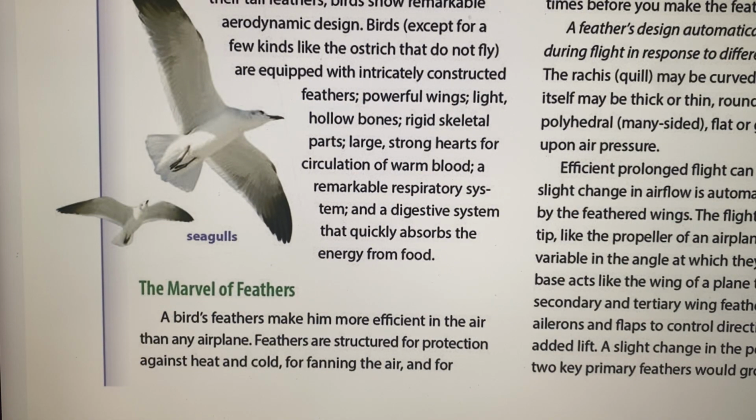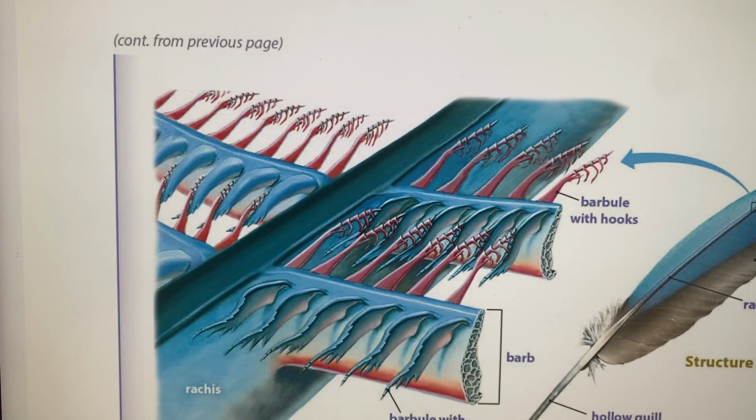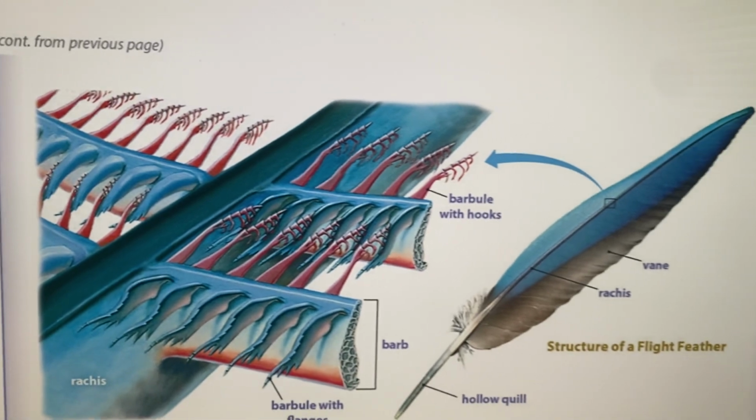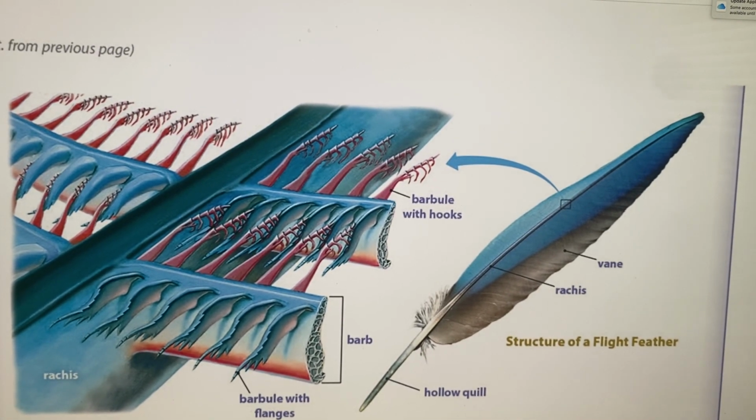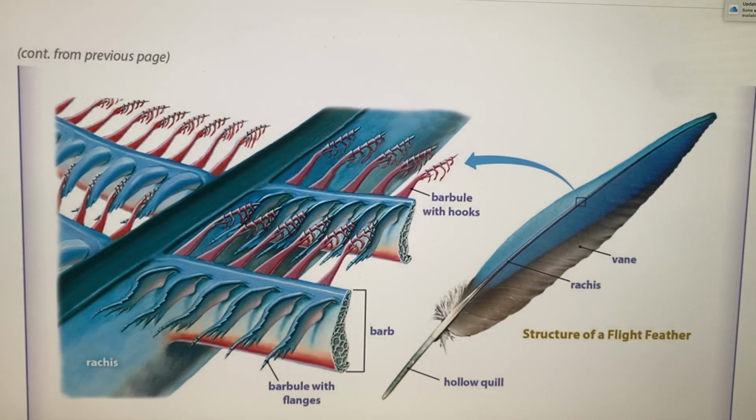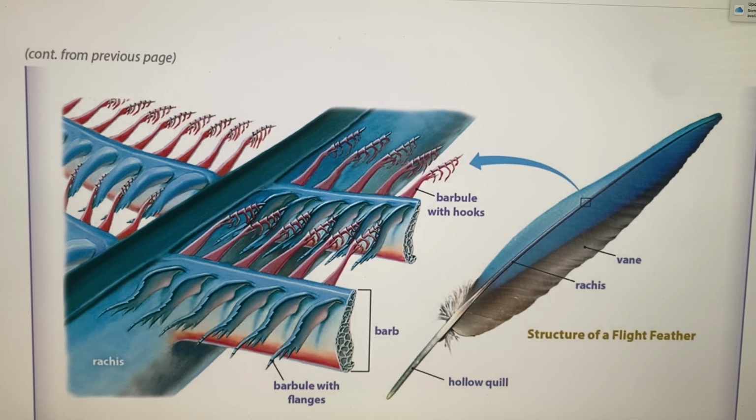So let's go on to this next picture here, because we're going to look at the design from the previous page, but here's the picture of it. Designed for flight: wings of the bird are 33% of their body weight. That's quite a bit. And they have hollow bones and a very rigid skeleton to hold these bones, so they can be rigid in flight.